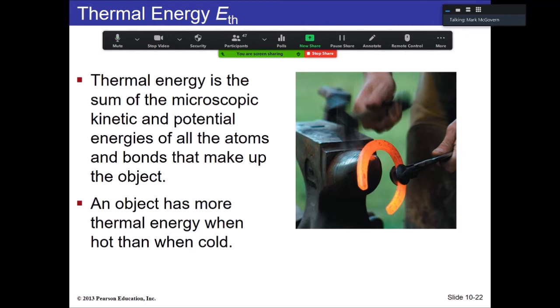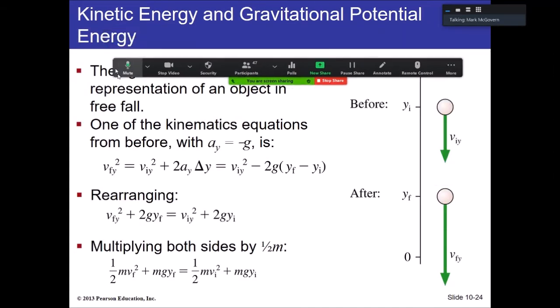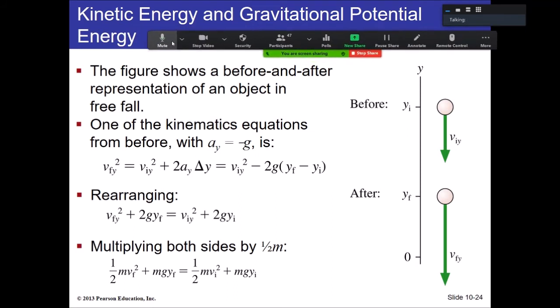Because that energy is being taken away and put into the thermal energy of the object. So, all right, now there is a nice relationship between kinetic and gravitational potential energy that I can show you now. That's done through kinematics. In the example on the right, we have an object that is falling under the influence of gravity. So it's starting to drop, right?